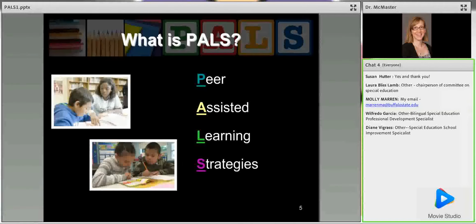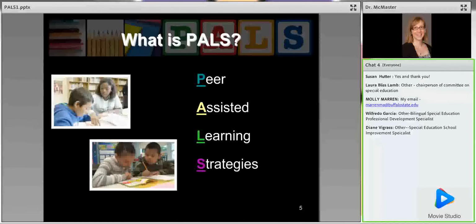So just to start with a little overview, first of all, what is PALS? Well, probably quite a few of you know, since you indicated you know something about PALS, but basically it stands for Peer-Assisted Learning Strategies, and really it's that simple. PALS is a process that makes use of one of the most abundant resources we have in schools and classrooms, which is the students themselves.